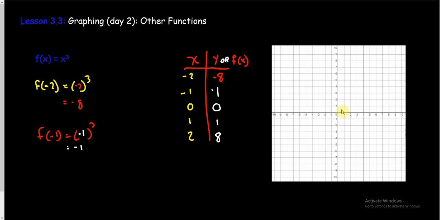Okay, so let's see. I got the point -2 in the x direction, -8 in the y direction. Oh, white's not the best thing to use. All right, then I got -1, -1, 0, 0, 1, 1, and 2, 8. So those are the ordered pairs of coordinates that I have, and you end up with a really interesting shape. If I could draw it really well. Oh, okay, I kind of missed it, but it's a squiggle kind of.